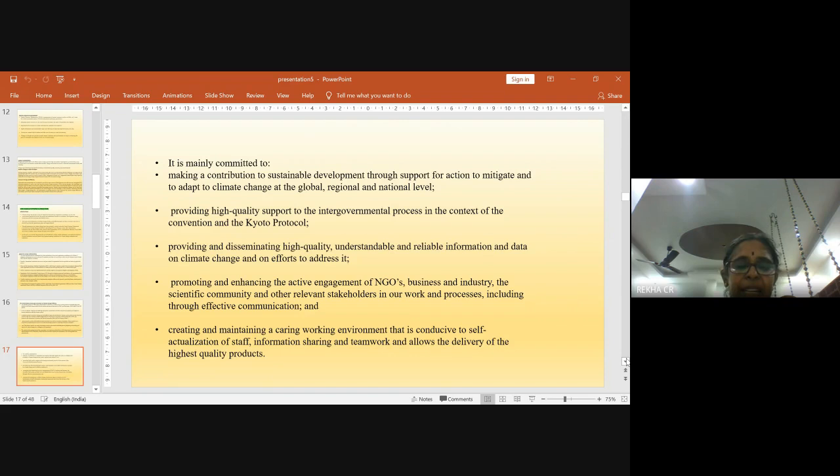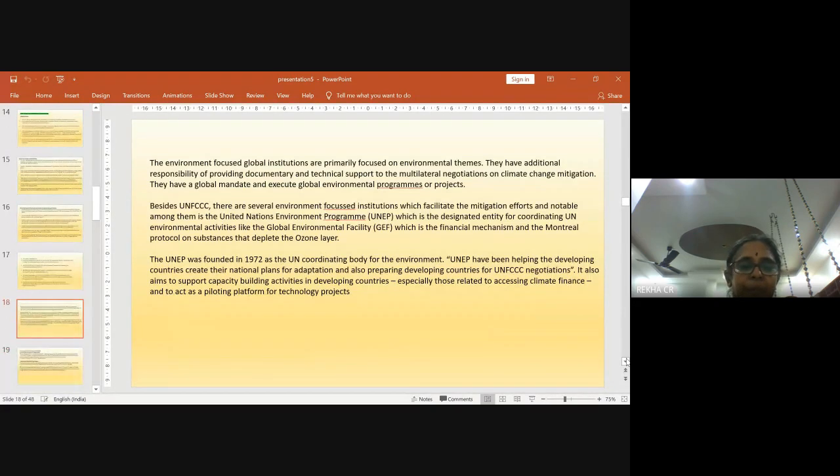And lastly, creating and maintaining a caring working environment that is conducive to self-actualization of staff, information sharing, and teamwork, and allows the delivery of the highest quality products.